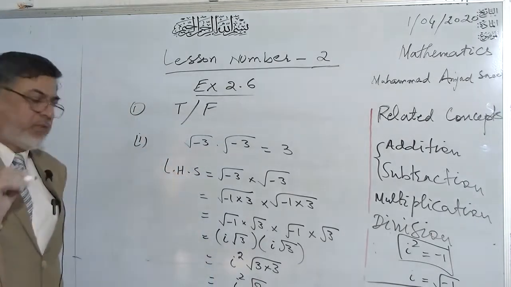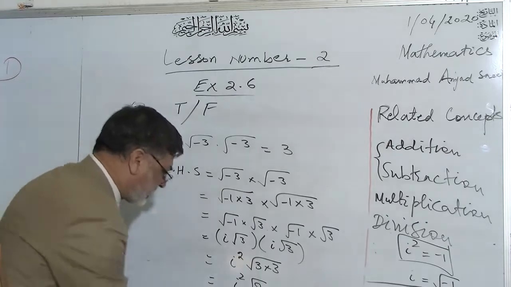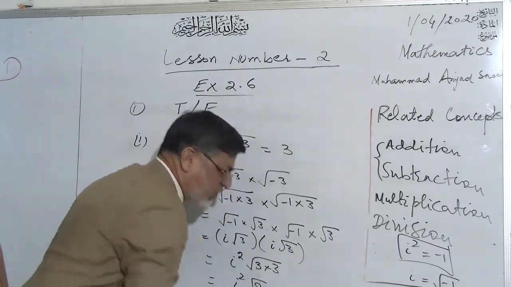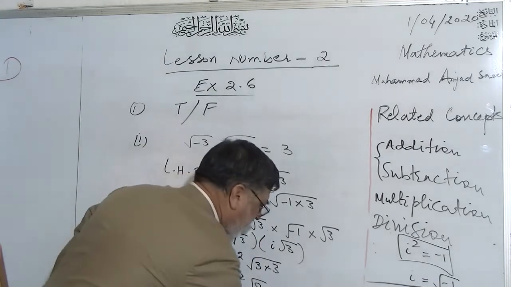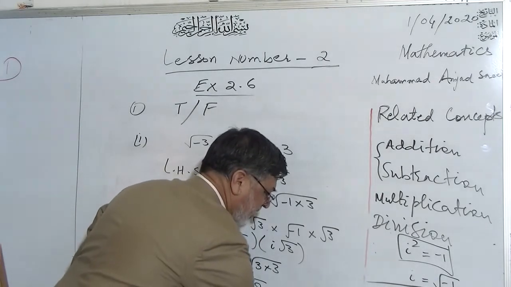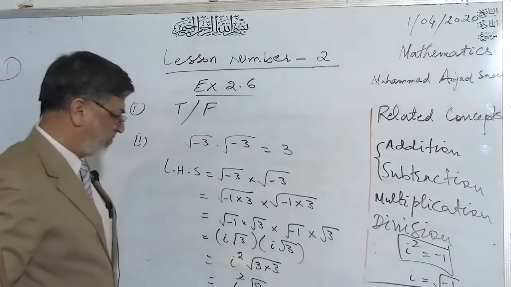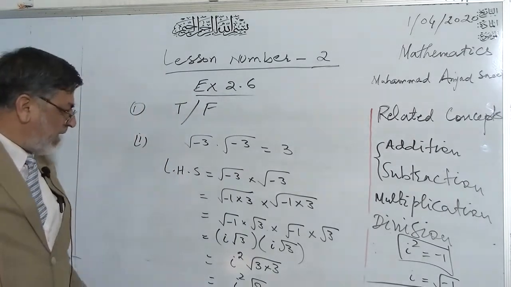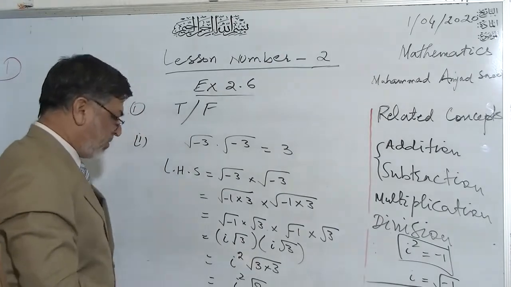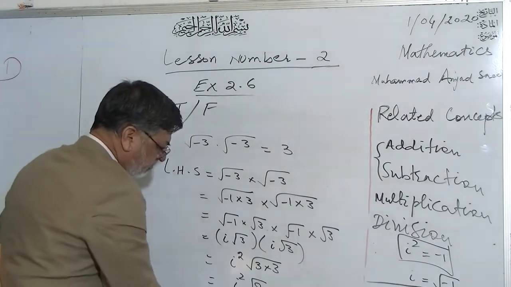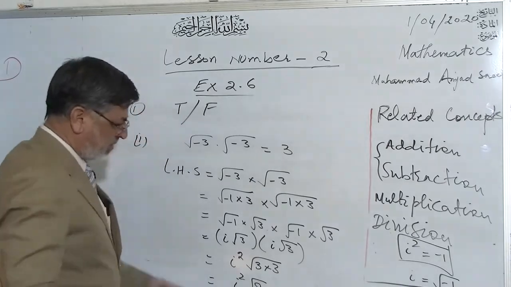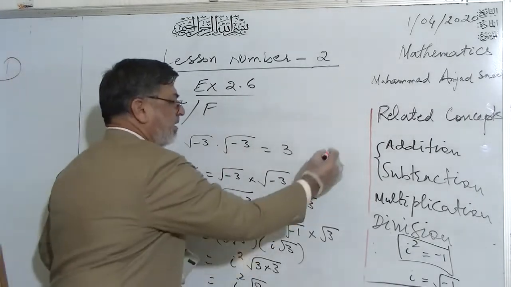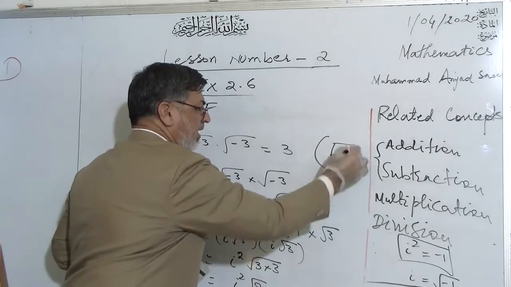And you know what is meant by iota square? Iota square means -1 into 3. That is -3, which is not equal to the right hand side. So in this way, you can say that this statement is false.